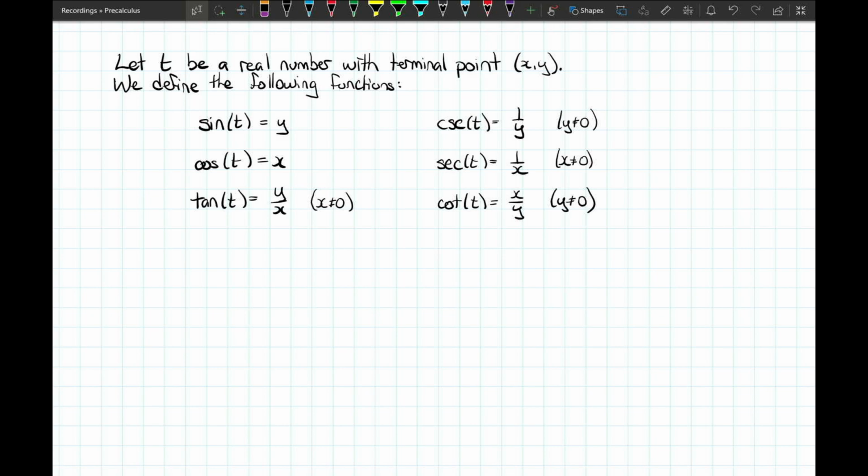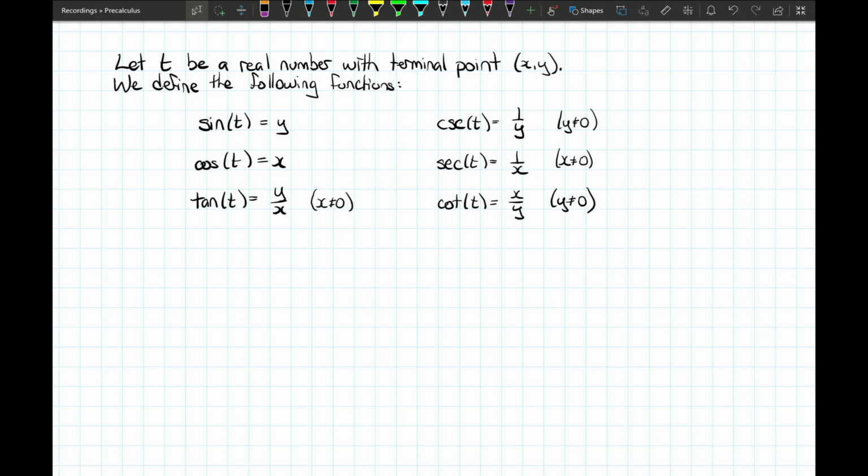And if t is a negative number, if it's less than 0, then of course we're just going to go around the unit circle in a clockwise direction, and we can go around even multiple times in that direction, but we'll still end up at a terminal point in one of the 4 quadrants. So that terminal point is x, y, and we define sine of t as just being the y-coordinate of that terminal point. Cosine of t is the x-coordinate.